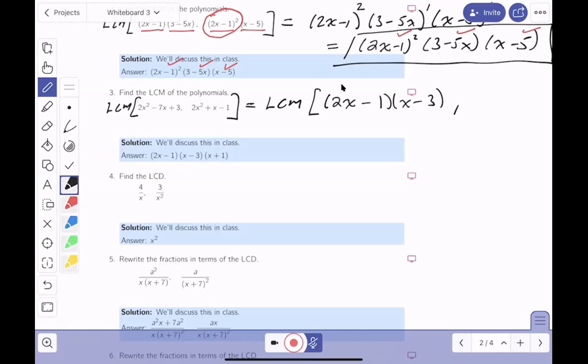Let's see if it works. What do I mean, does it work? Does it work if I multiply it? 2x times x, 2x squared. That would be minus 6 minus 1, which is minus 7x. And minus 1 times minus 3 certainly is plus 3. Let's factor the other polynomial.